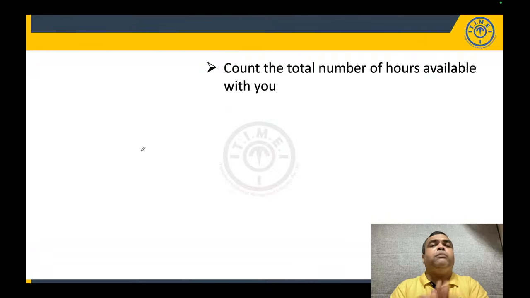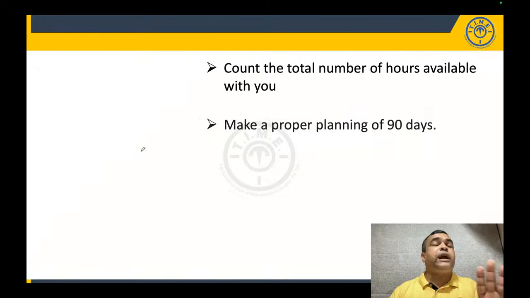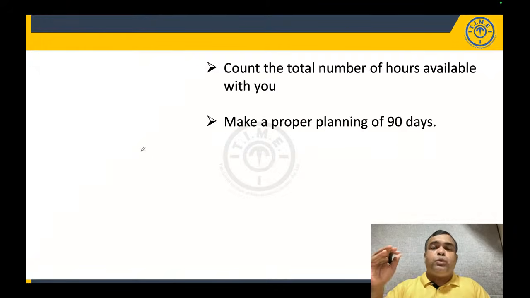First of all, you count the number of hours available with you. Those who are working people, you have every day 2 hours available. On weekends, let's say 12 hours available. Those who are college-going candidates, you have probably 3-4 hours daily available. Those who have already passed out and are not working, you have more hours available. So you count the total number of hours available with you, and then plan how much preparation you can do. I'll tell you what syllabus is there and what to do, what not to do at this stage.